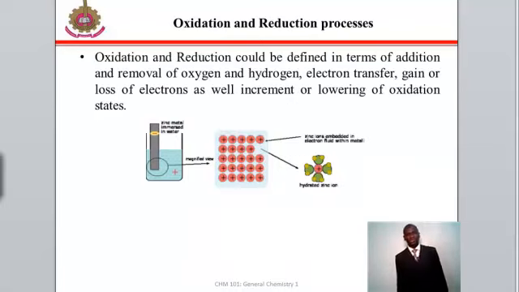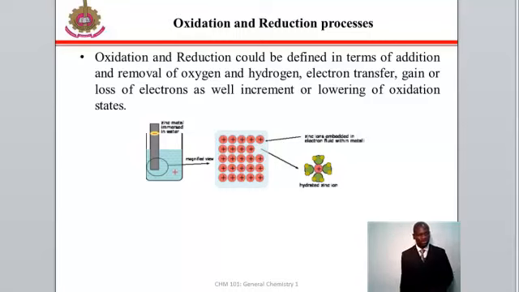Oxidation could be defined in various ways. 1. You could define it in terms of removal of oxygen or removal of hydrogen. You could define it as a process of electron transfer. You could equally define it as a gain or loss of electron, and at the same time you could define it as an increase or decrease of oxidation number. For the purpose of this study, I want us to concentrate on one of the definitions, which is an increase or decrease in oxidation number, because that is paramount to identifying the substance that is oxidized and the one that is reduced.